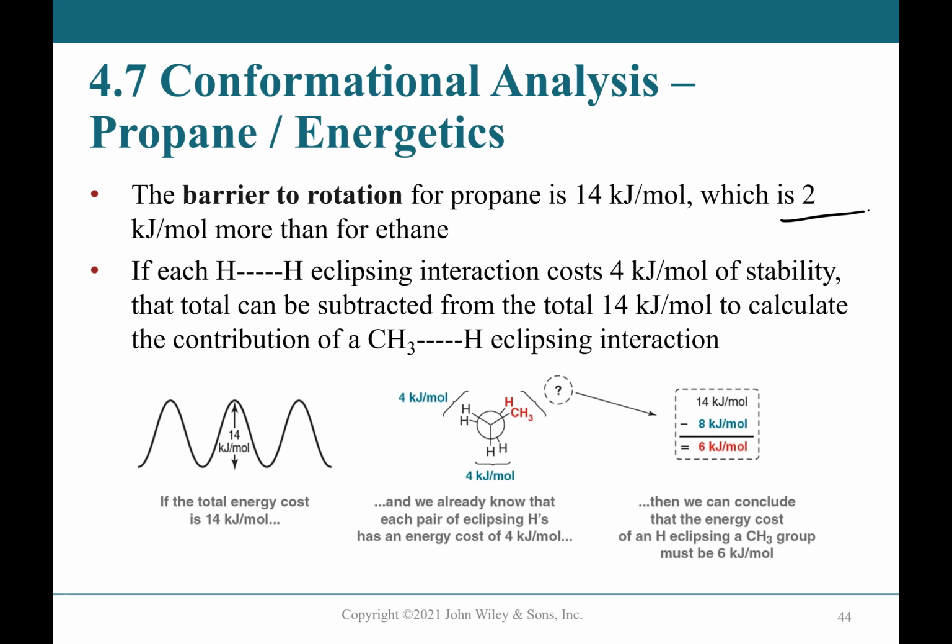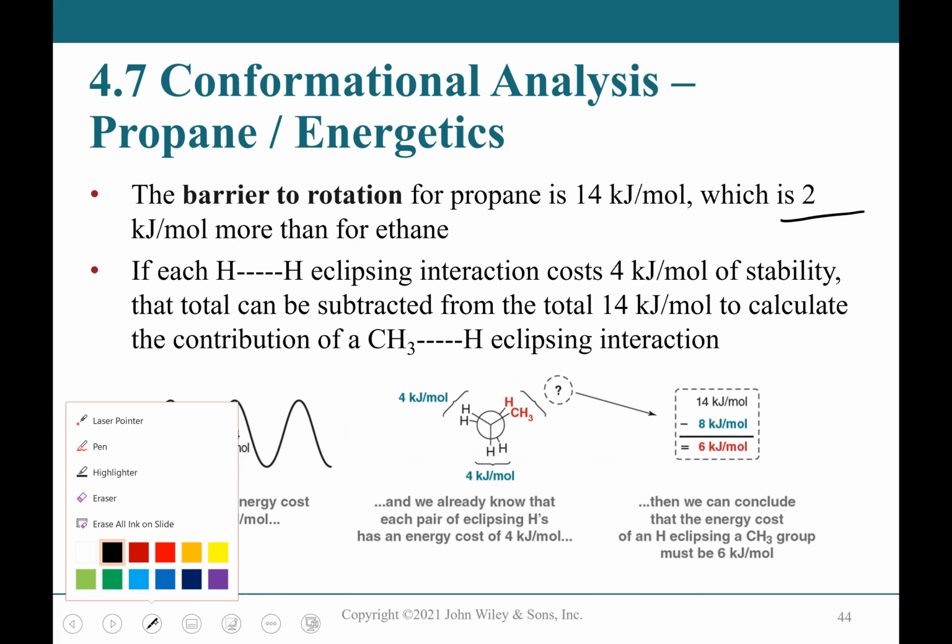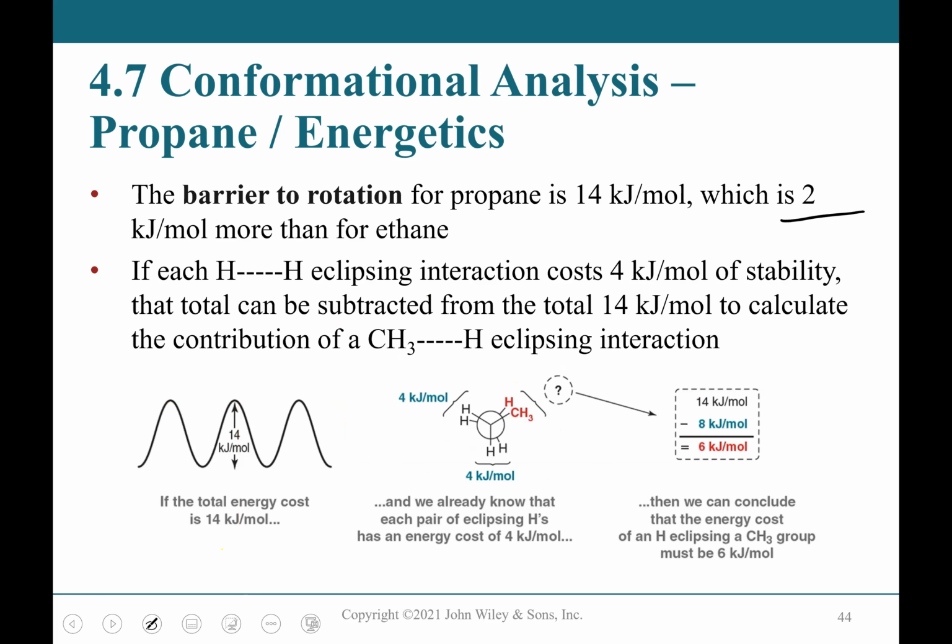Talk about this, what we've already mentioned. So if each hydrogen-hydrogen eclipsing interaction costs 4 kilojoules per mole of stability, that total can be subtracted from the total to calculate the contribution of a methyl hydrogen eclipsing interaction.